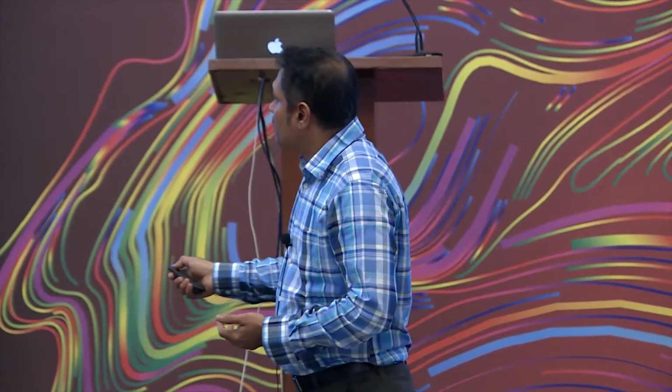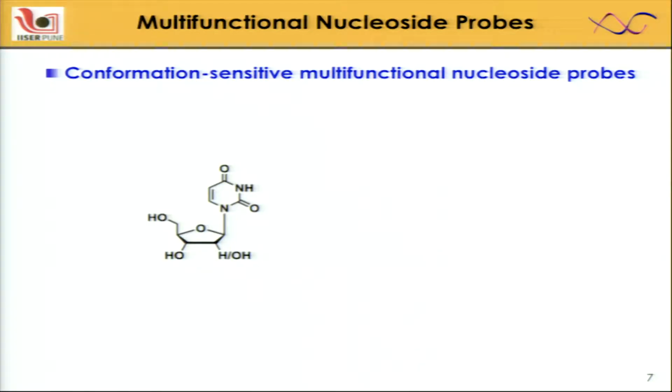Okay, so these are signatures, but then we don't have clear-cut signatures of G quadruplexes that can be used inside the cell, and this is the aim of our research, and we want to do it in a different fashion. Actually, people use the traditional approach of one label, one biophysical technique, but we want to move away from this traditional approach and use an innovative probe design to address this problem, and so we developed multifunctional nucleoside probes which are conformation sensitive.